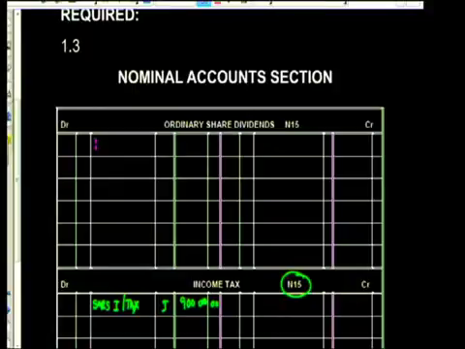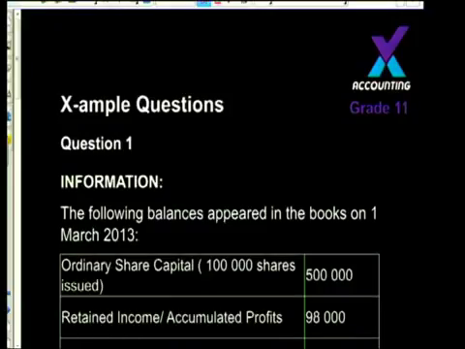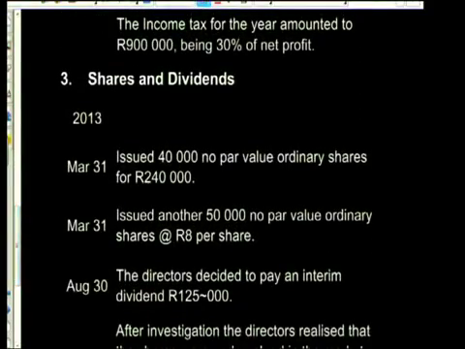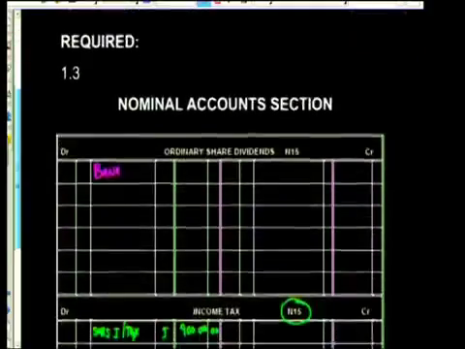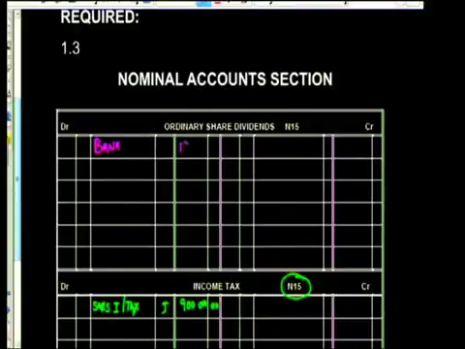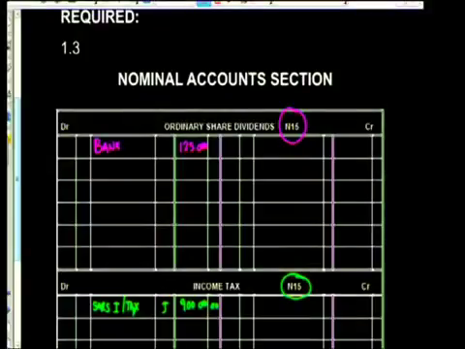My entry would be bank, and we paid an amount of 125,000. Let's just verify that. There it is, 125,000. Therefore, here you have 125,000. That was the interim dividend that was paid. Remember, the moment you pay a dividend, immediately it becomes an expense. A debit to your nominal account, it's an expense to the company, a credit to bank. Okay.